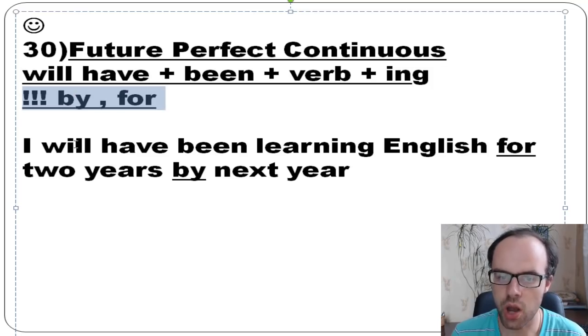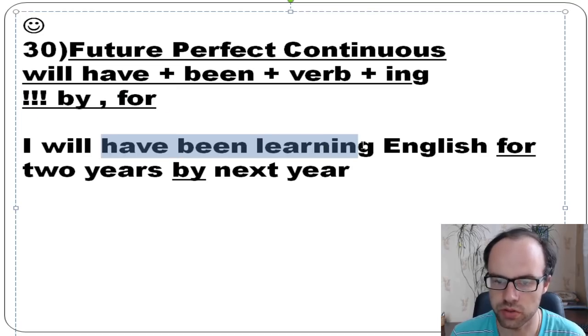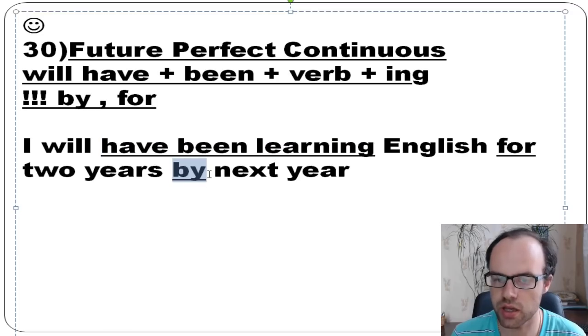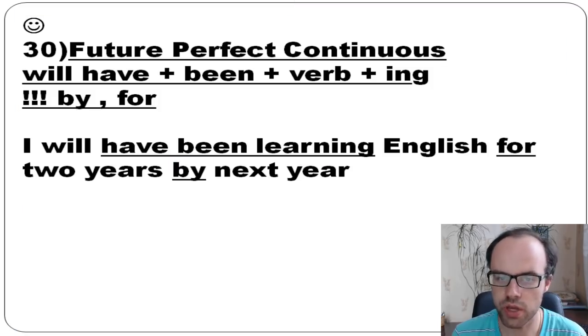Look, I will have been learning English, have been plus verb plus ing. I will have been learning English for 2 years by next year. So by and for, and you use future perfect continuous. So I think it's a good idea for you to make up your own examples with all these grammar structures. Good.